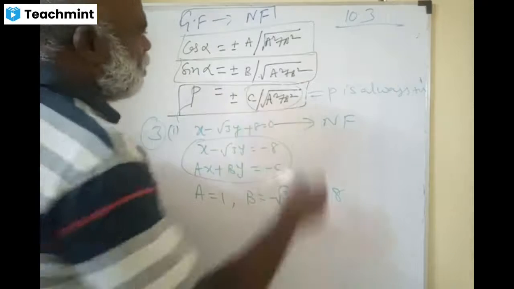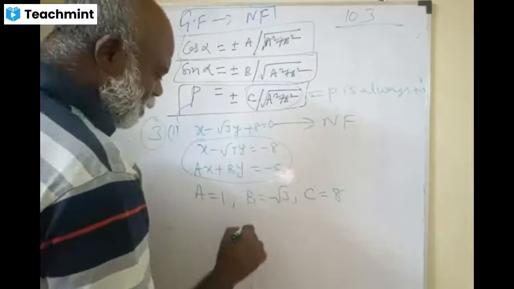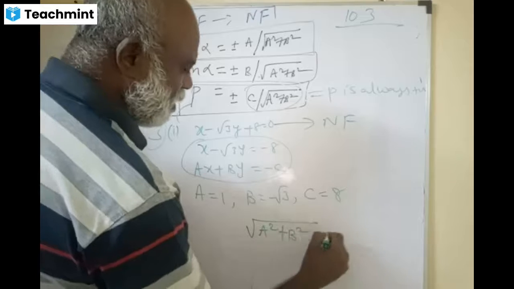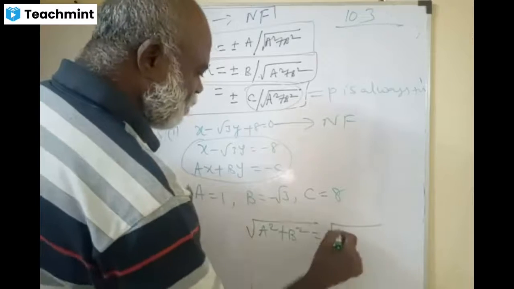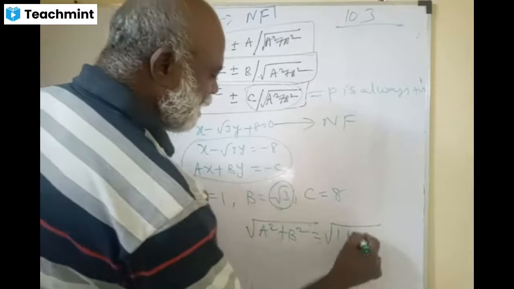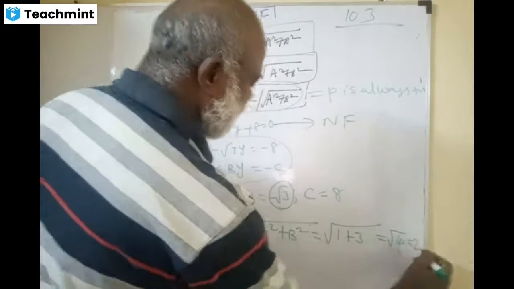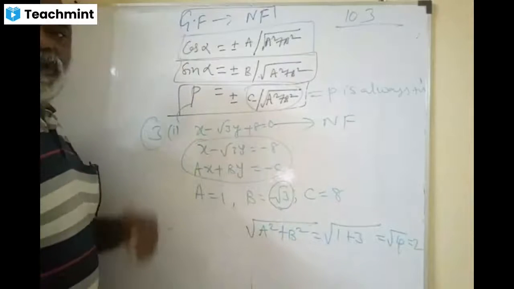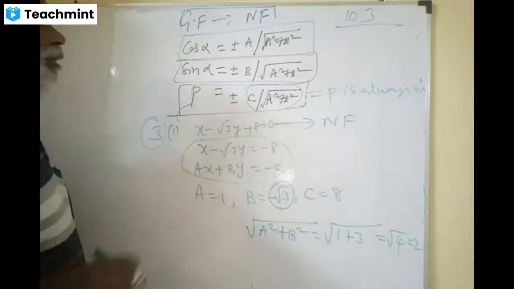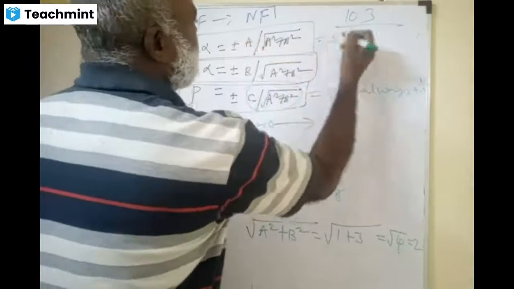Friends, because there is the square root of a square plus b square, first you find the square root of a square, which is 1, and b square, minus root 3 whole square, will become 3. So it becomes root 4, which is 2 only. The square root of 4 is only 2, not plus or minus 2. Note this point. Here there is already a plus or minus, right?